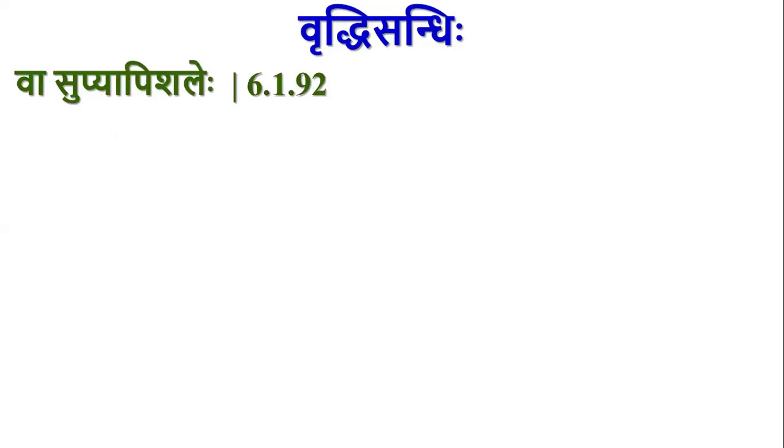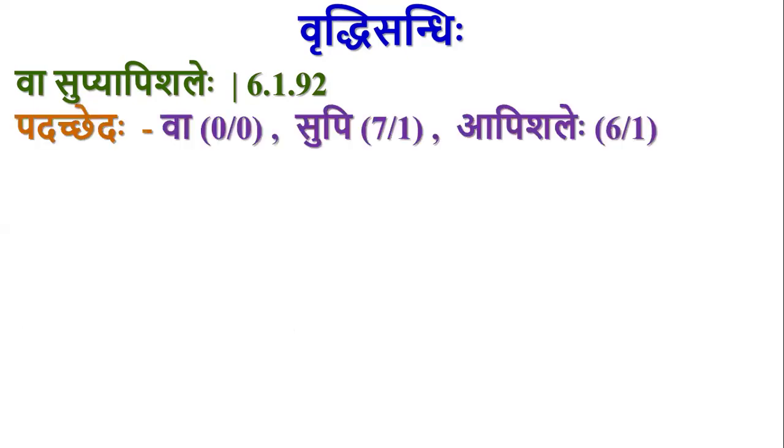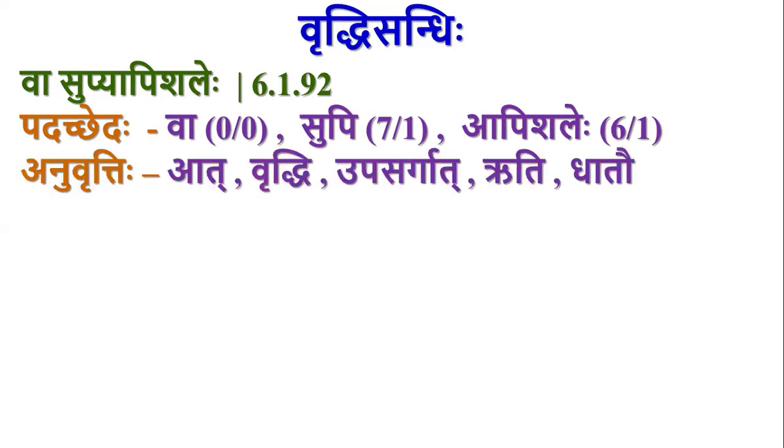The next sutra is va supyapishalehe. Va supi apishalehe. Va means optionally, vikalpa. Supi represents sup dhatu, because that dhatu comes as anuvrutti from the previous sutra. At comes as anuvrutti from adgunaha. Ruddhi from ruddhirechi. Upasargat ruti dhatau, the whole sutra comes as anuvrutti to this sutra.